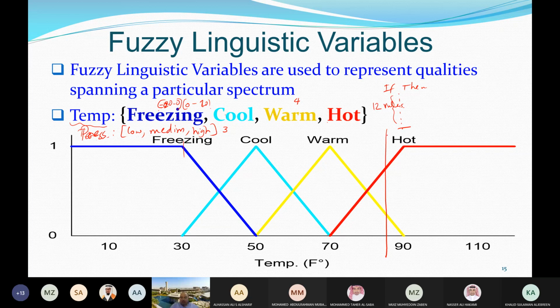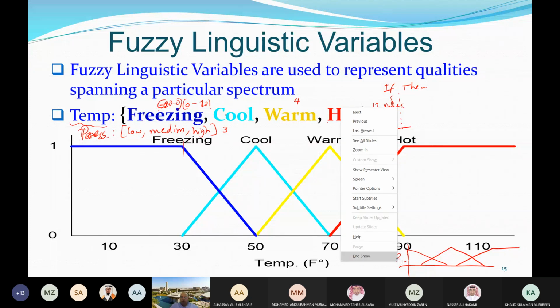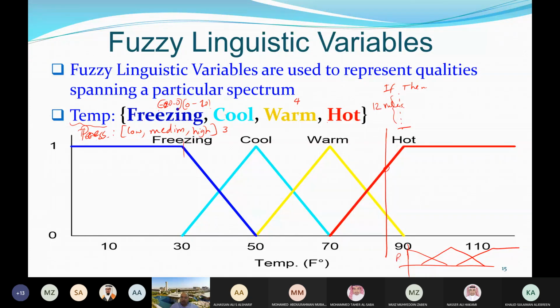So when you measure the temperature and you found it as such, and assume also the pressure has low, medium, high. So this is the pressure. Okay. So you measure temperature, and this is the case. And you measure also the pressure, and this is the case. So pressure belongs to medium and also belongs to low. This is low, and this is medium.